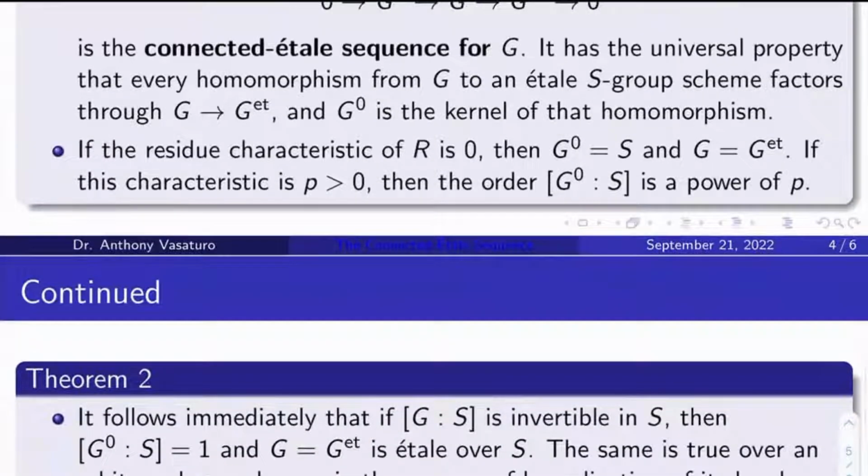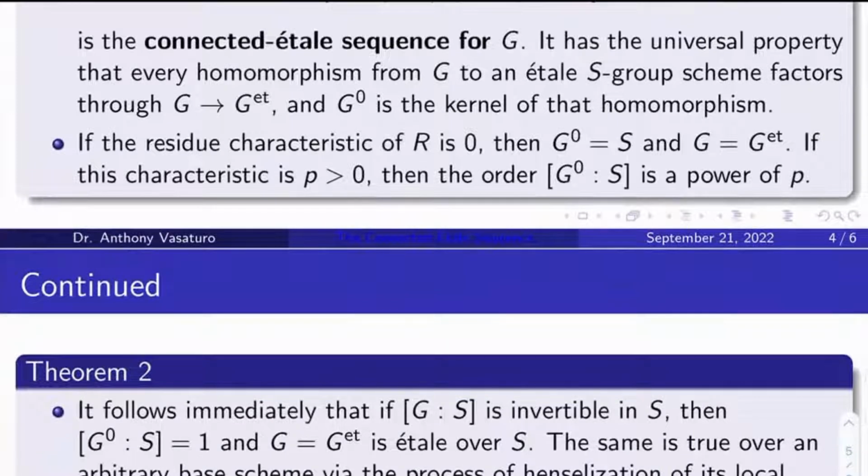Okay, what else do we know? What do we know about this sequence? Well, if the residue characteristic of R is 0, then G0 is just S, and G is already Etale. G is just G et. So that's nice to know. Whenever you're working over characteristic 0, you just have an Etale group scheme automatically. If the characteristic is prime, so if it's P greater than 0, then the order of G0 over S is a power of P.